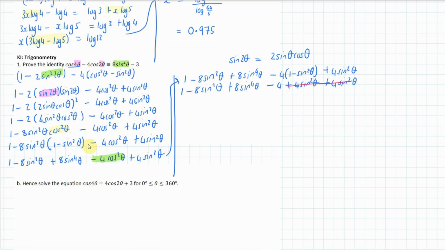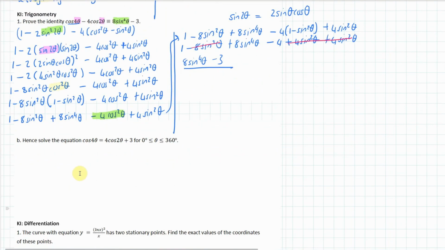Now, let's have a look. These two guys cancel out that one, and then the 1 minus 4 is negative 3, so we end up with 8 sine to the power of 4 theta minus 3, which is what we were trying to prove. We are done. Now, maybe there was an easier way of doing it, but I think, well, we got there in the end. That's the main thing, isn't it, really?